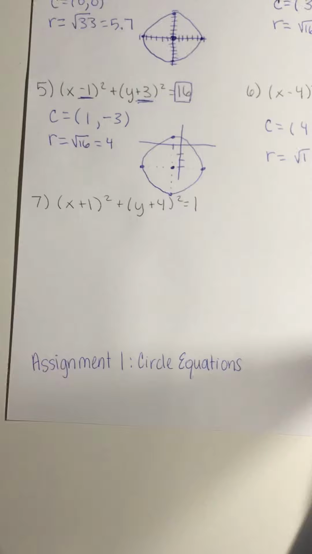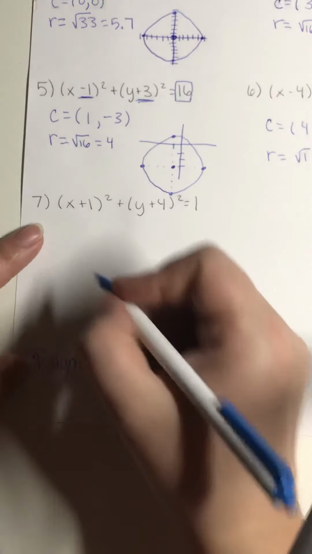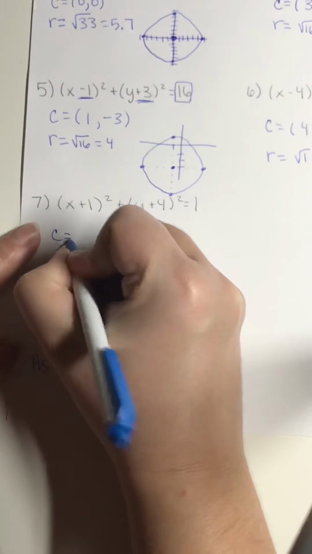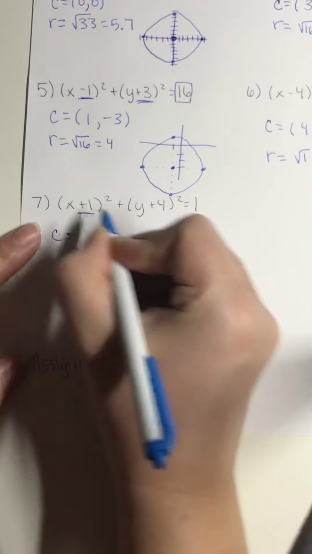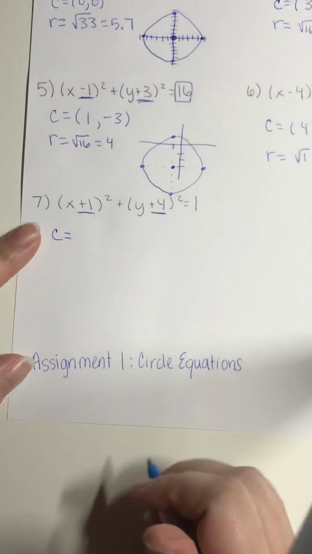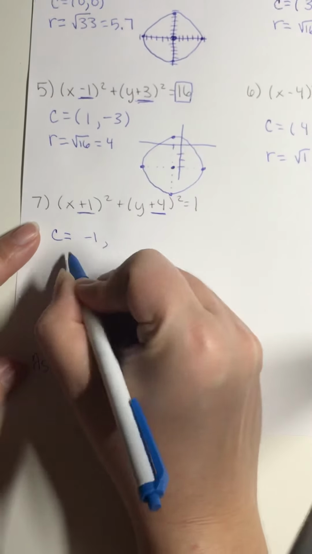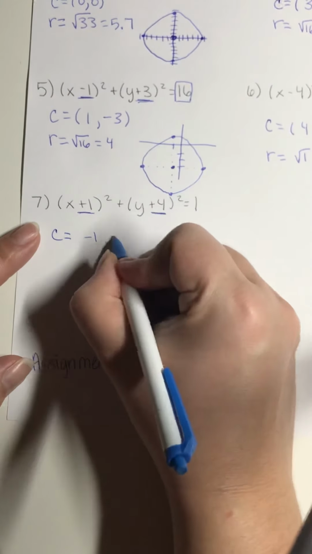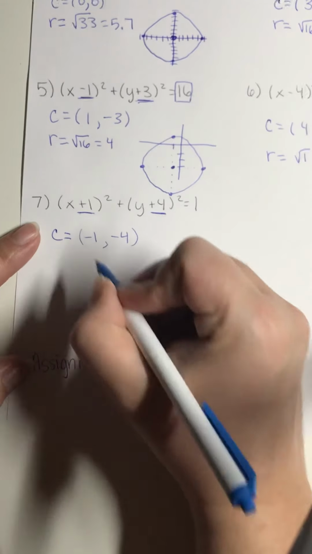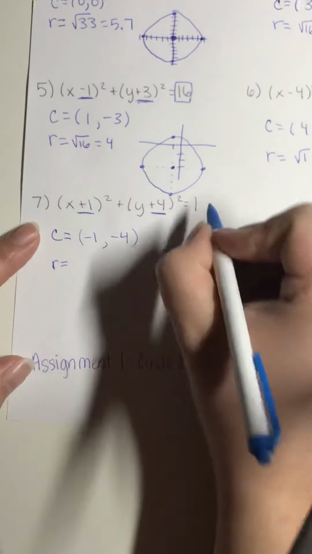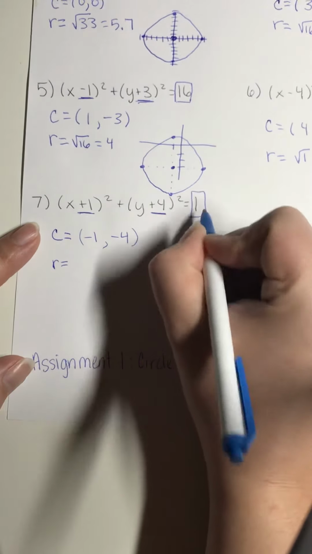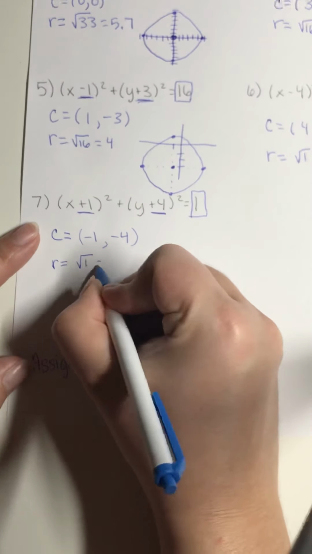One more. Center first. I'm going to use this number and this number, but make sure I flip my signs. If I have positive 1, then I'm going to put negative 1. If I have positive 4, then I'm going to put negative 4. Radius is going to be square root of 1, which is 1.